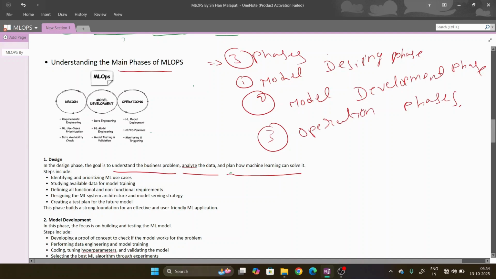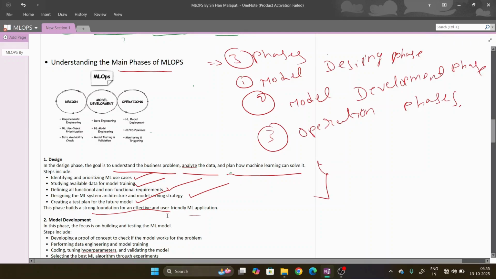Steps: identify and prioritize the ML use cases, studying availability of data for model training, defining all the functional and non-functional requirements. Fourth one, designing the ML system architecture and model serving strategies, creating a test plan for the future model. These plans build a strong foundation for effective and user-friendly machine learning. What is all this? Don't get confused, guys, we'll discuss these one by one in later videos. And don't think about what all this is.